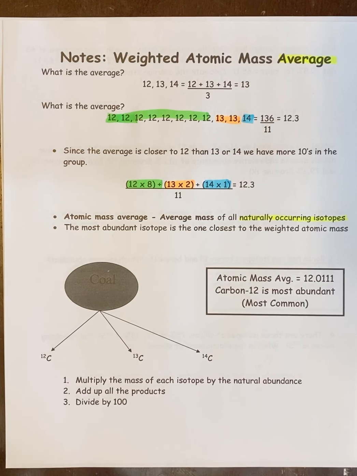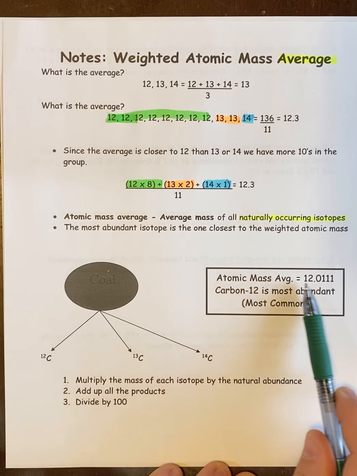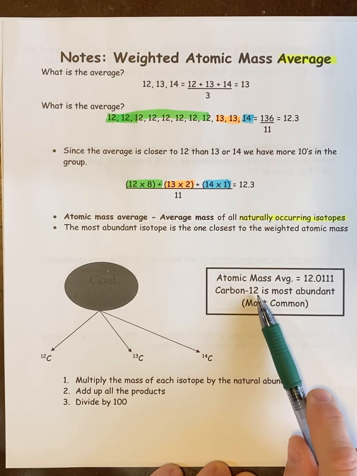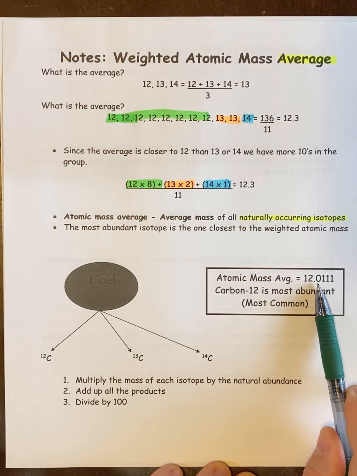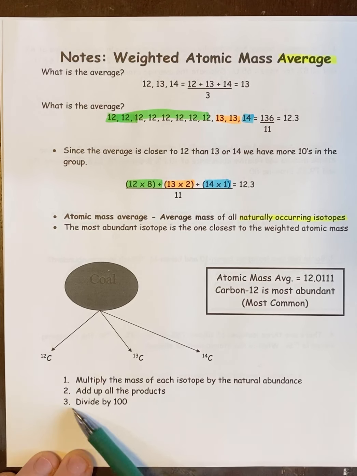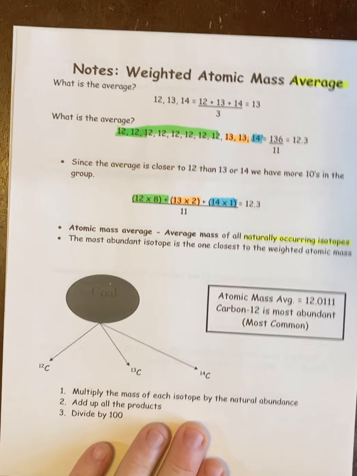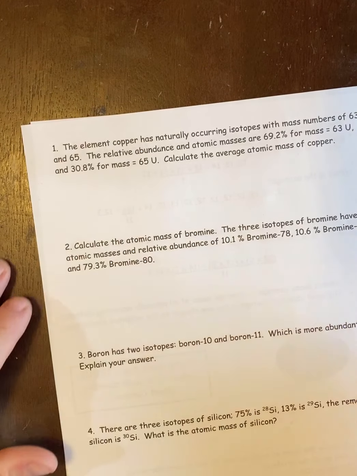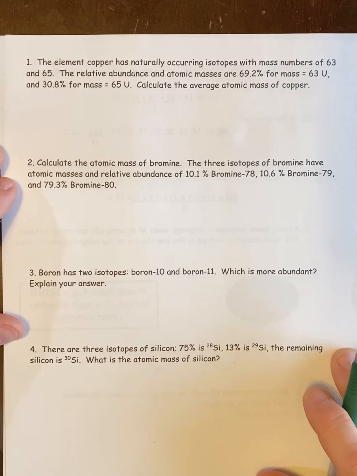If the average was 13.9, then we would say most people in the class got a 14, because that's the only way you'd have something so close to 14. And so when we look at carbon on the periodic table, the atomic mass is this, and so we would say that carbon 12 is the most abundant because that average is closer to 12 than 13 or 14. And that's pretty much it. Here are the steps. They're pretty easy, and I explain them. I'm going to do some problems with you, and then that's it.